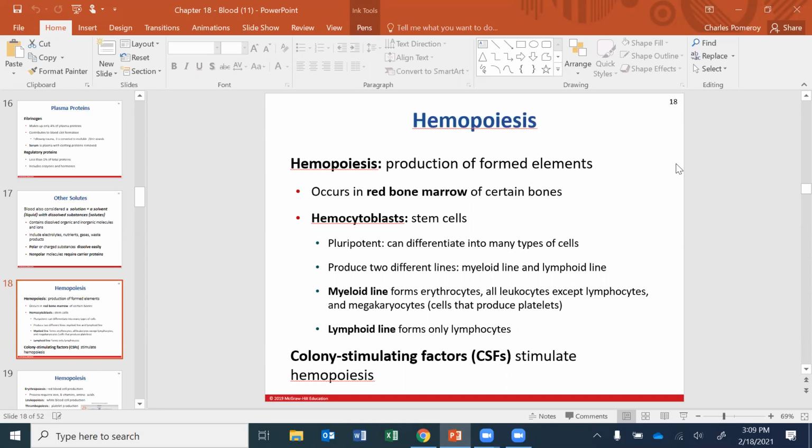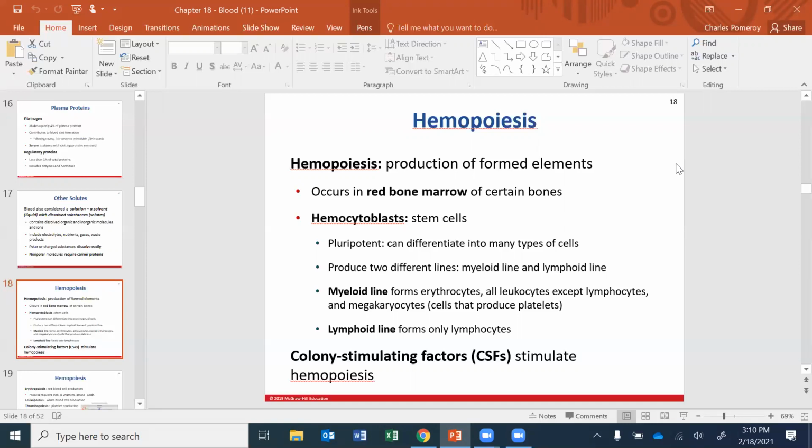So you can take these cells and, depending on what signals they receive from the body, or what signals you give them if you're doing research, like hormones or other signaling molecules, you can coax these cells to become whatever you want, so to speak. And so these guys in your bone marrow can become all three types of formed elements. They can become red blood cells, they can lead to the cells that produce platelets, or they can become white blood cells.